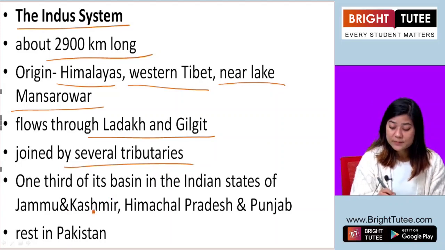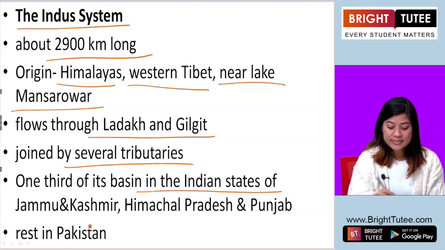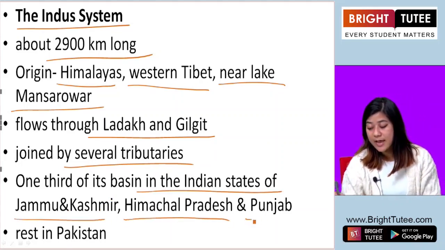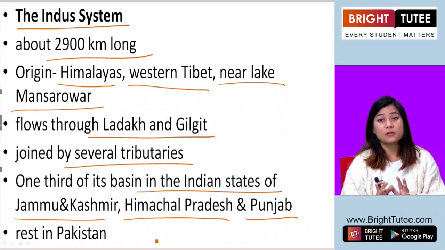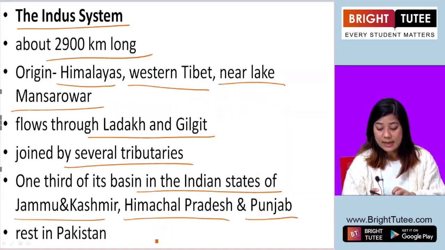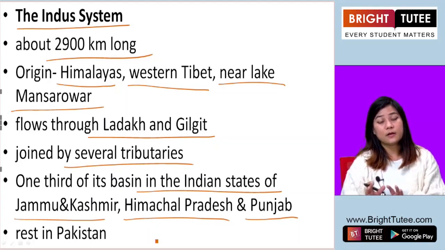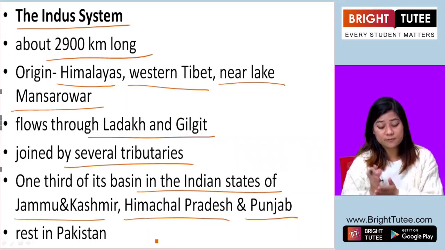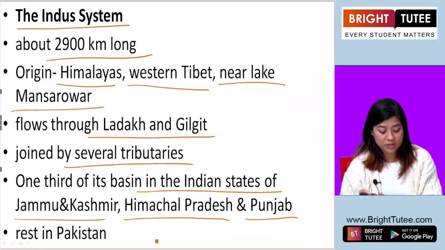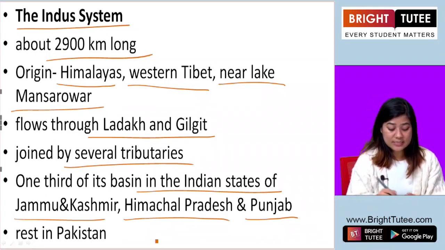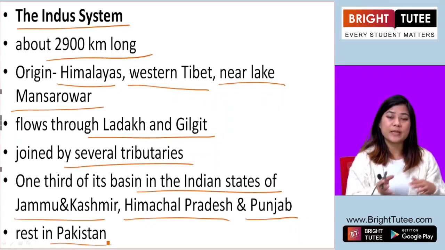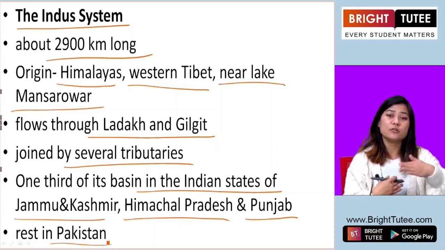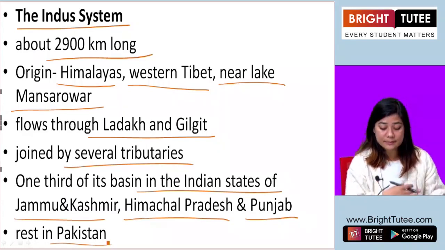Now, one-third of its basin is in the Indian states of Jammu and Kashmir, Himachal Pradesh, and Punjab. So of the area that the system covers, one-third lies in the Indian part, which covers the states of Jammu and Kashmir, Himachal Pradesh, and Punjab, and the rest of it is in Pakistan. Because the river flows through India and then drains into the Arabian Sea by flowing through Pakistan, our neighboring country.